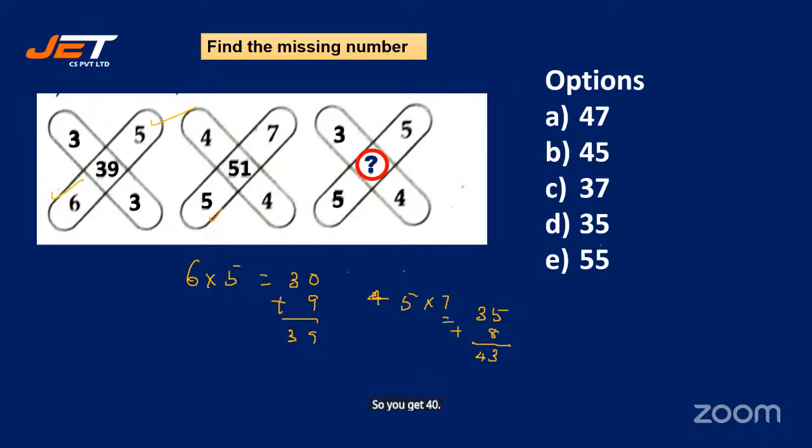So you get 43. But how much do we need? We need 51. So 35 plus, oh, you have to multiply 3 into 3, right? So 4 4s are 16. So in that case, you get 51.